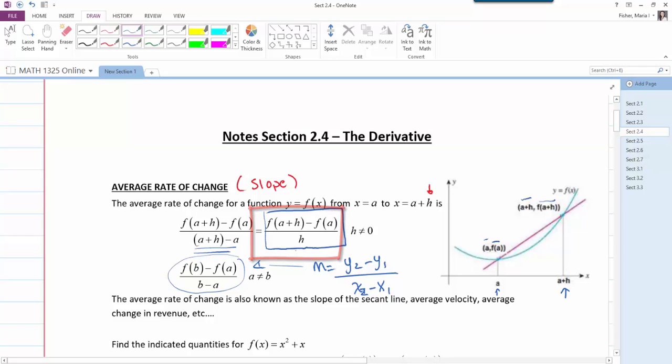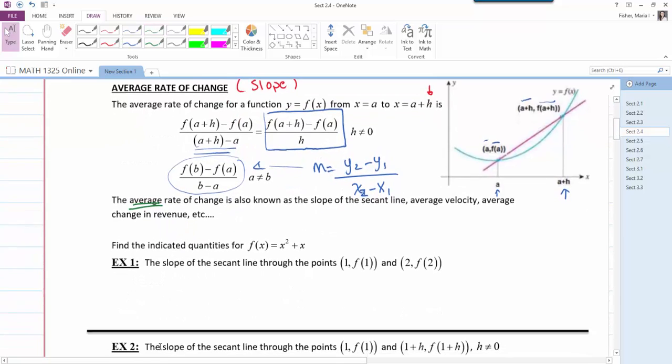Average rate of change is known as the slope of the secant line, average velocity, average rate of change in your revenue, in your profit, in your cost, etc. Anytime you see the word average rate, you're looking at the slope of the secant line.